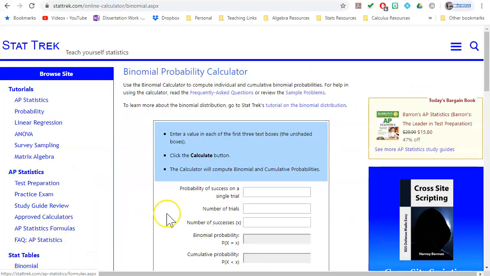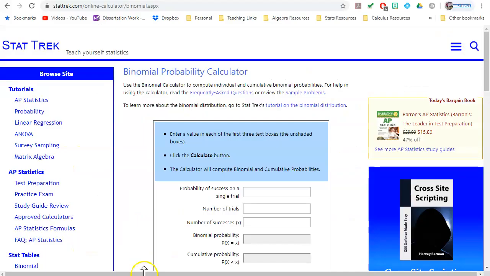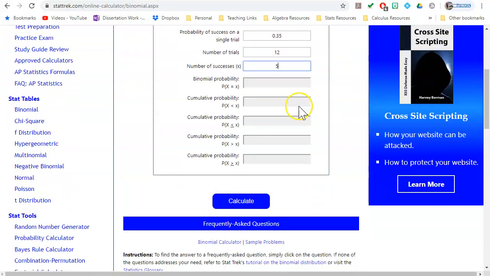So in that previous question, let me just bring it back. We had an n of 12, a p of 0.35, and for the first question, we were looking for exactly 5. So probability of success was 0.35, number of trials was 12, and we were looking for 5 as our number of successes. This online calculator I'll put up in Canvas. I already have for the hybrid class, but I'll do that as well for the 119X.